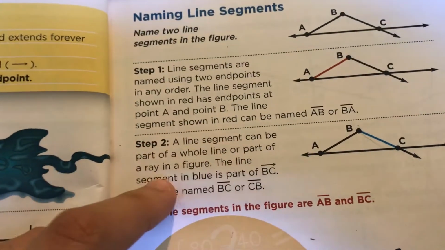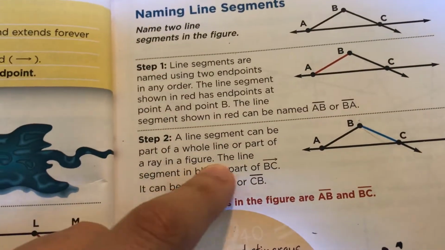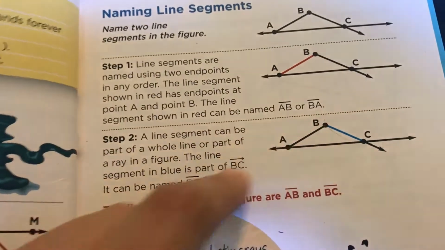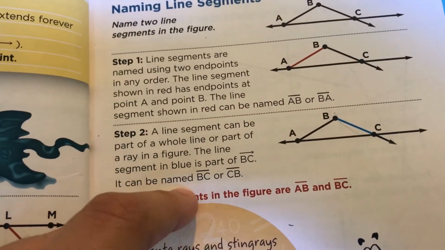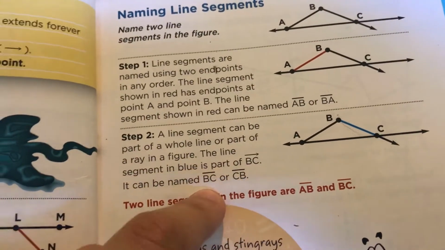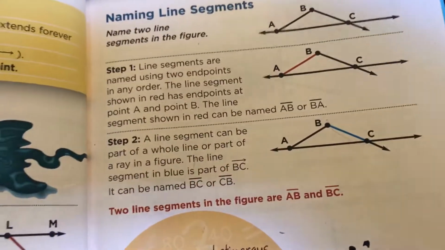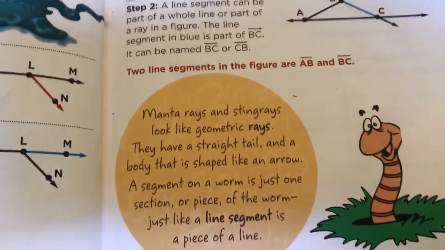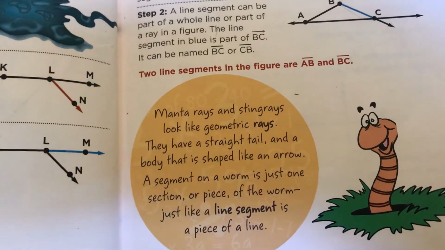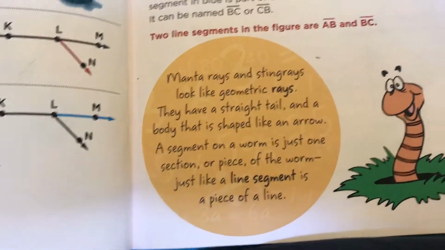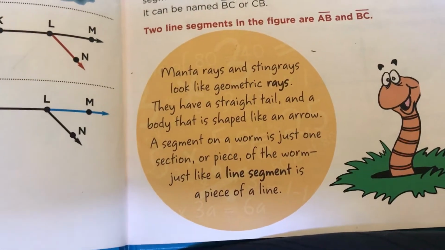A line segment can be part of a whole line or part of a ray in a figure. The line segment in blue is BC. It can also be named CB, so BC or CB. 2 line segments in the figure are AB and BC. Manta rays and stingrays look like geometric rays. They have a straight tail and a body that is shaped like an arrow. A segment on a worm is just one section or piece of the worm, just like a line segment is a piece of a line.